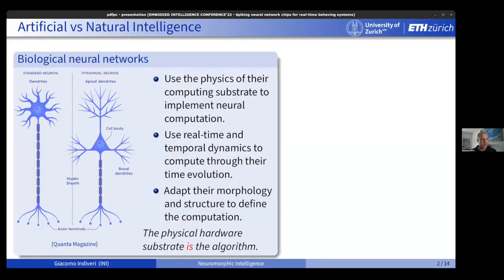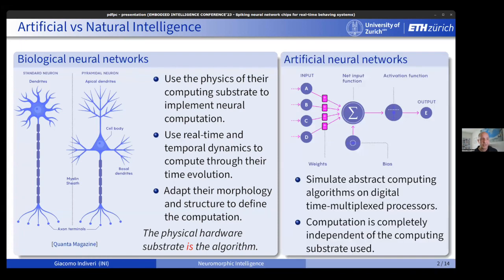Just one quick slide to point out the differences between how real brains do computation and how standard computers do it. As you know, real brains have different computing elements that have different morphologies. They use the physics of their substrate to do computation, and they use physical time to do computation, which is completely different from the way that accelerators, microcontrollers, computers run neural networks, where they simulate by running numerical integration methods to solve differential equations in a way that is completely decoupled from physical time.